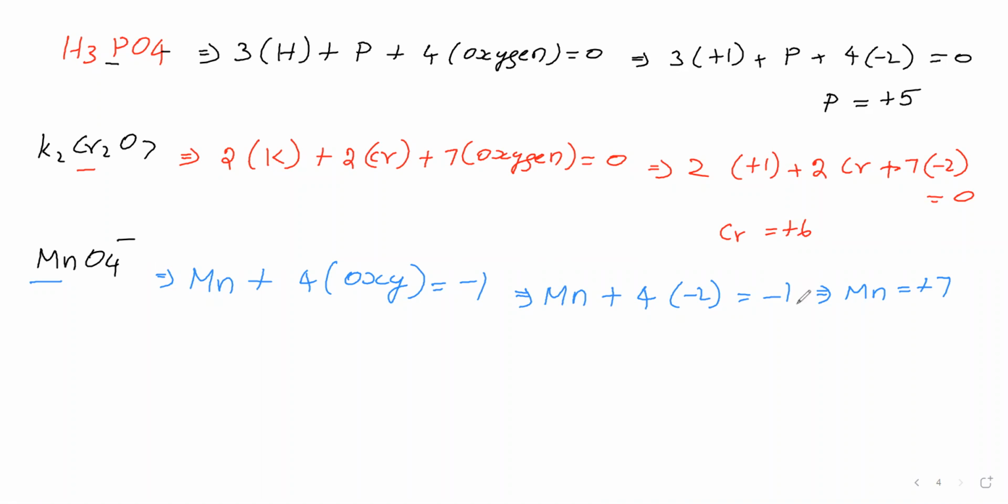Like this only we have to find oxidation numbers. Now we will take LiAlH4, lithium aluminum hydride. Here we will find the aluminum oxidation number. Okay.